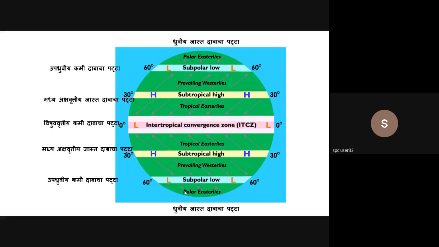As far as these pressure belts are concerned, these are related to the temperature differences. The temperature differences are related to the availability of heat, the various factors which are responsible for the variable distribution of heat all along the globe, which initially is divided into the 2 hemispheres and then consequently various regions accordingly.